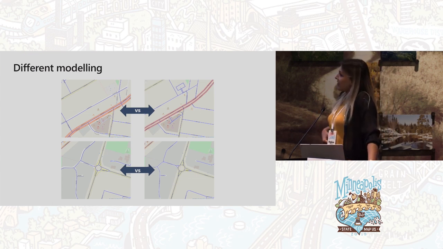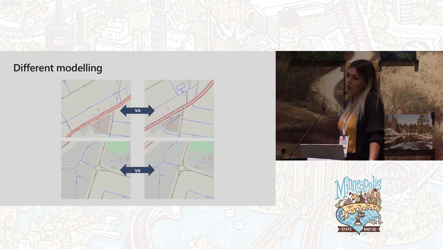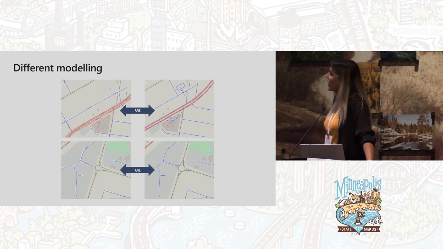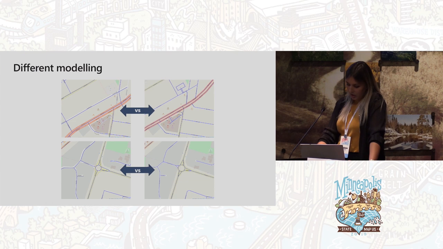Also, roundabouts. Roundabouts are a whole other thing, right? This one's actually a good example. We can see that the geometry on the left has only one pair of exit and entry ramps, while the other representation has four of them.